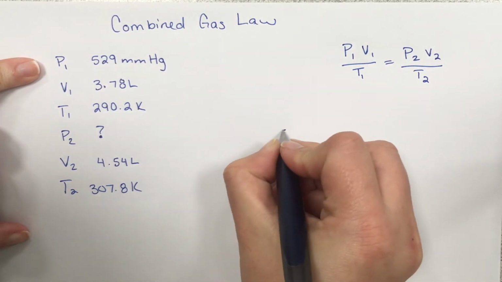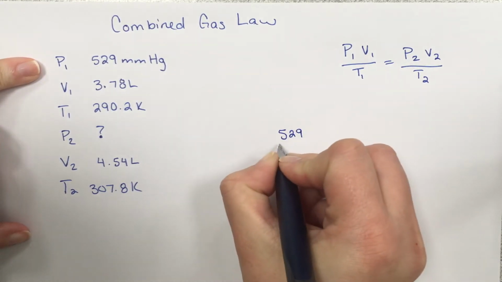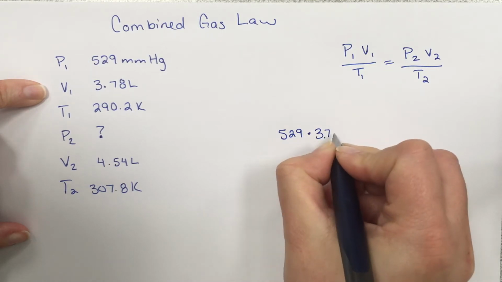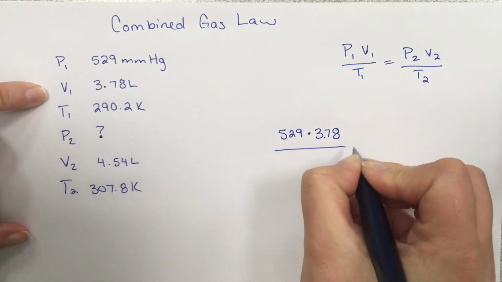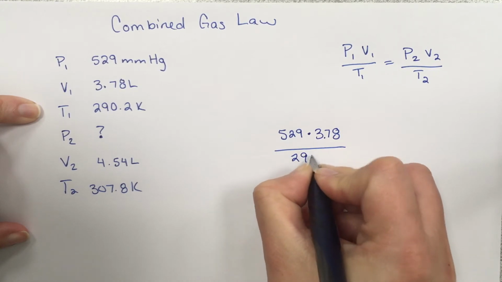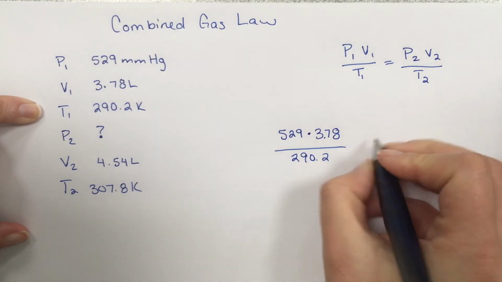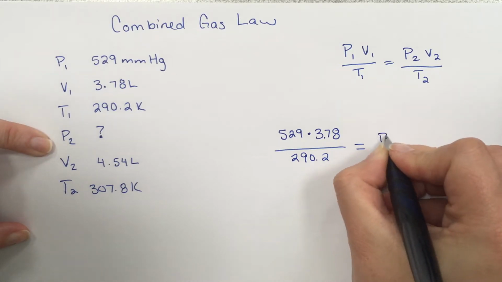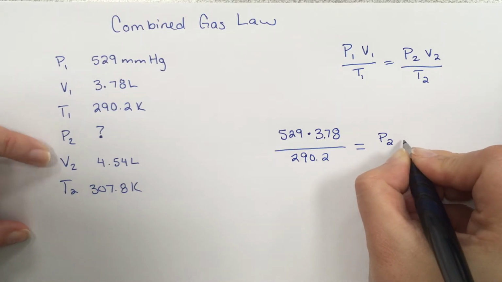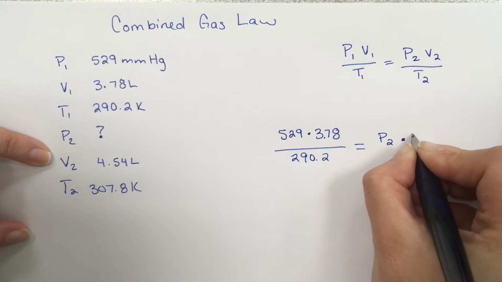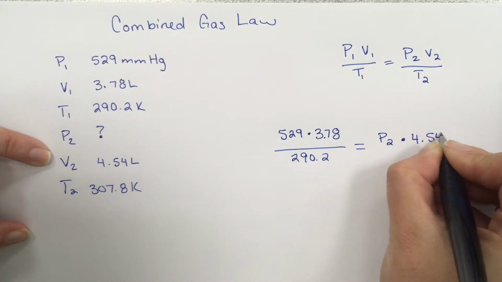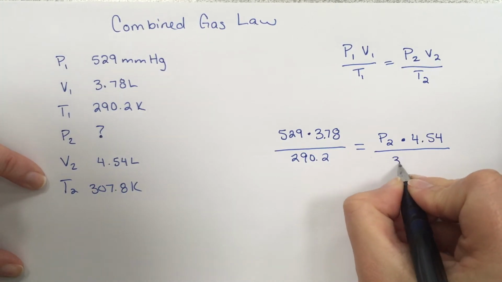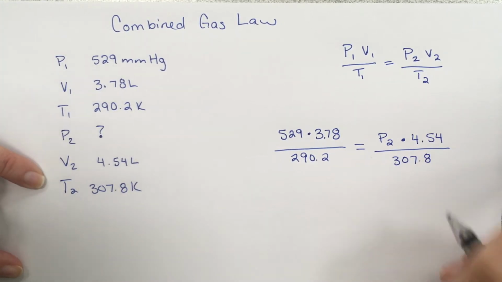So P1, so that's 529 times 3.78 over 290.2 equals the second pressure, which we don't know, times the second volume, which we do, over the second temperature, 307.8.